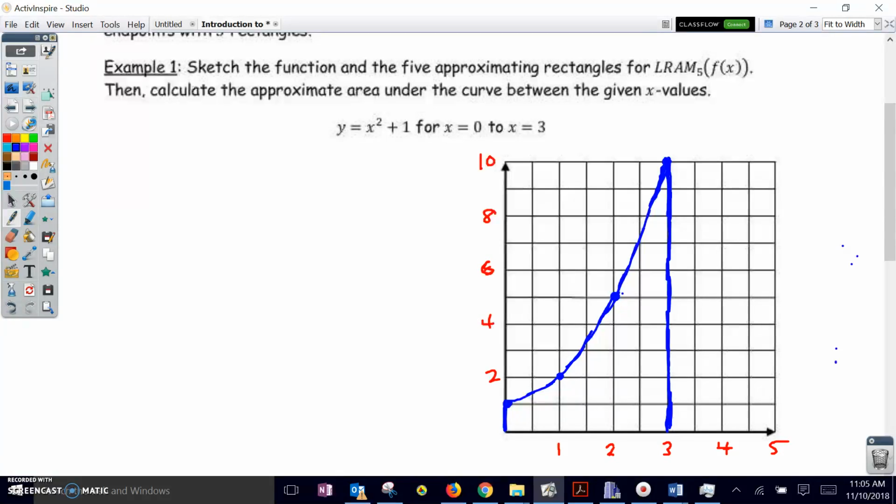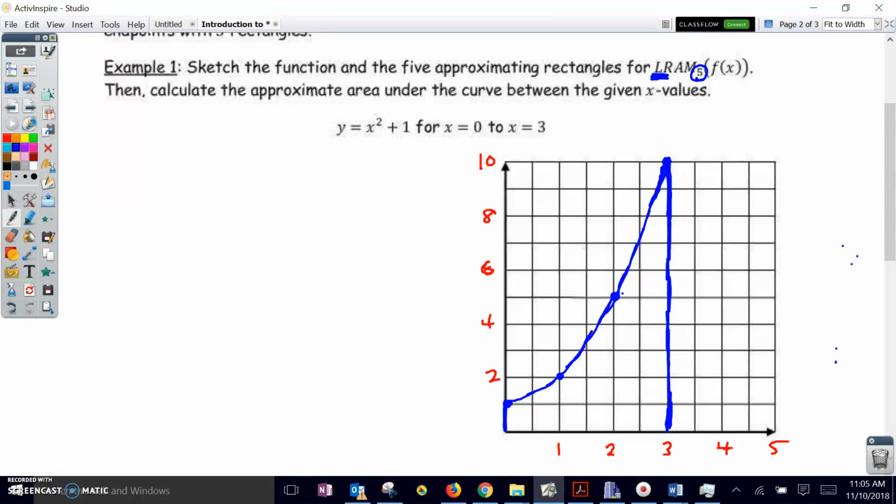Alright, and we're going to do that using 5 rectangles. And we're going to get the heights of the rectangles, see right here 5. We're going to get the heights of the rectangles from the left endpoint of the interval that we're using. That's going to determine the value of the function that we use for the height of the rectangle.